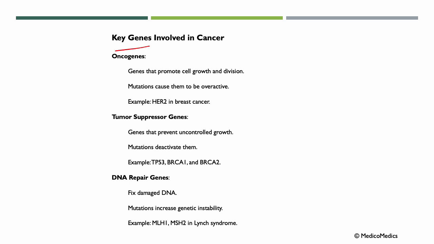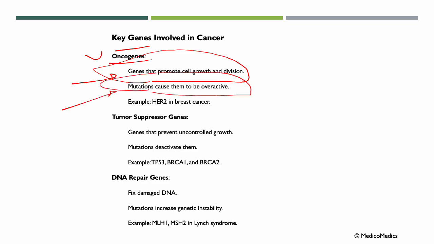Some key genes involved in cancer. So we have something called oncogenes. These genes are called oncogenes because they promote cell growth and division. Mutations in these cause them to be overactive, for example, HER2 in breast cancer. We have tumor suppressor genes. These are genes that prevent uncontrolled growth. And mutations can deactivate these tumor suppressor genes. Examples of these suppressor genes are TP53, BRCA1, BRCA2, etc.